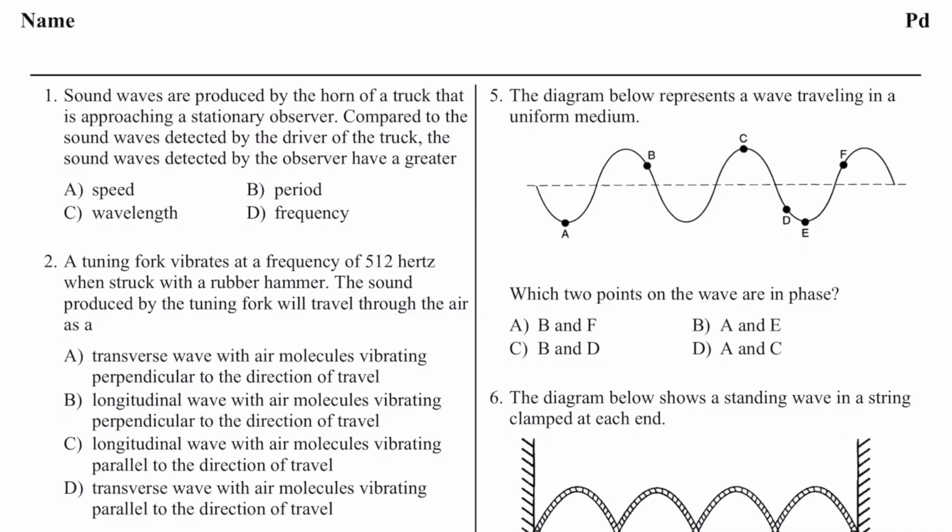Number 1. Sound waves are produced by the horn of a truck that is approaching a stationary observer. Compared to the sound waves detected by the driver of the truck, the sound waves detected by the observer have a greater what? So this question is a concept question about the Doppler effect. So remember that Doppler effect is how frequency seems to change as the point source is moving. So in this situation, the truck is the point source, and in the perspective of the observer, the sound waves have a greater frequency because the horn of the truck seems to get louder as the truck approaches. So our answer is going to be D.